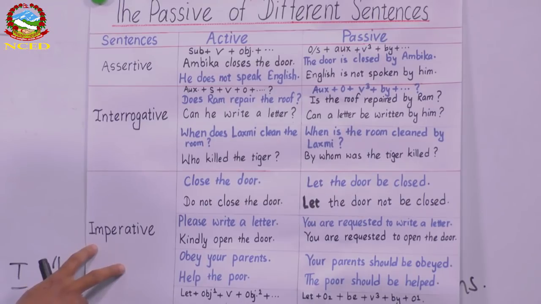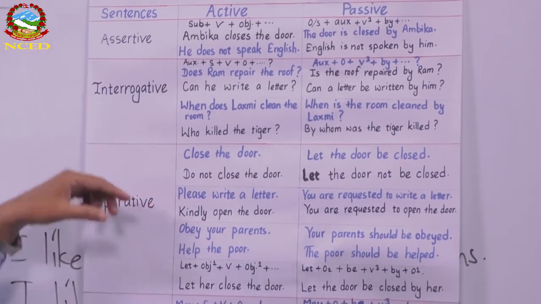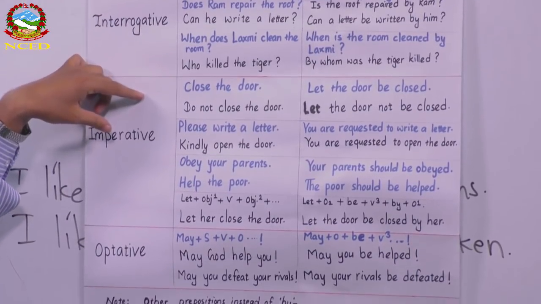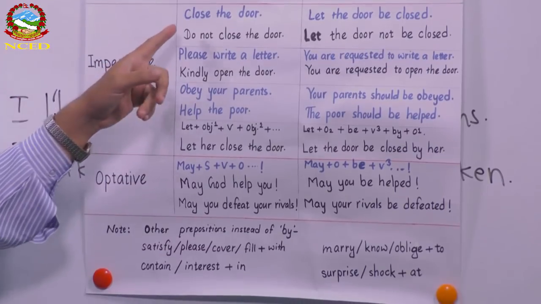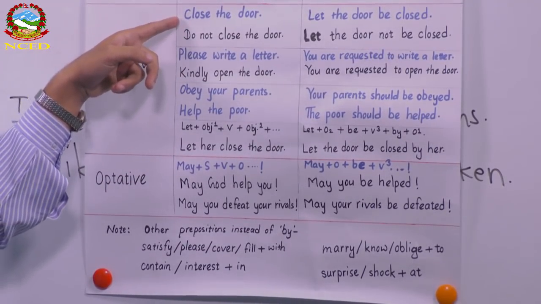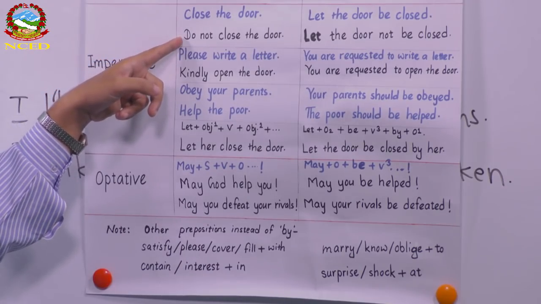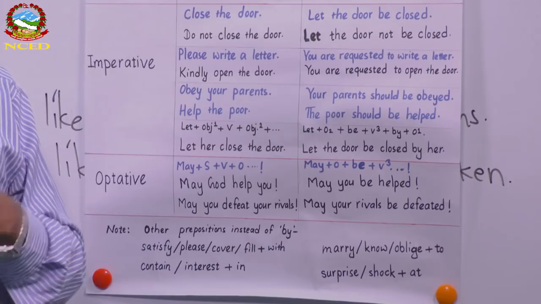For imperative sentences, generally there are different types of imperatives. Imperative sentences generally begin from verbs, means they always begin from the main verb, verb 1. Just like the first type of examples, look at this. Close the door, do not close the door. Negative and positive, that's all. This type of sentence, we call it command or order.